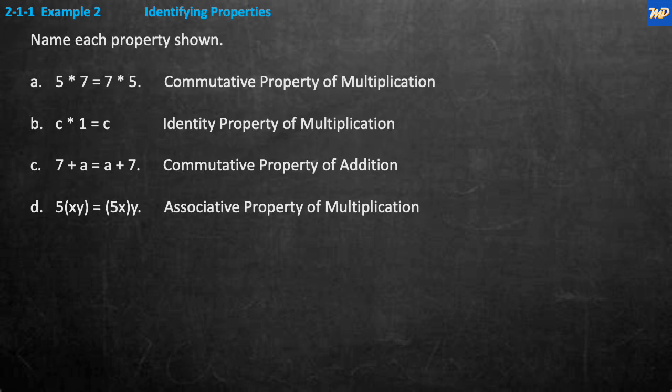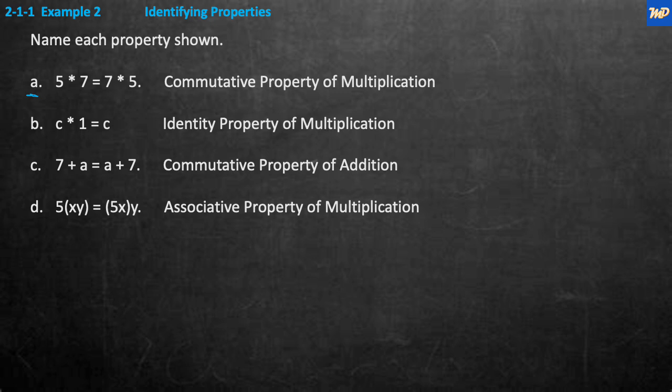Okay, for example number 2, they just want us to identify the properties. A little exercise, no real math involved, just trying to remember what these are. Name each property shown. So in A, here's A first, right here. It says we have 5 times 7 is equal to 7 times 5.